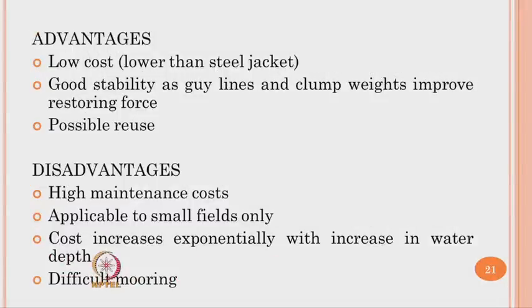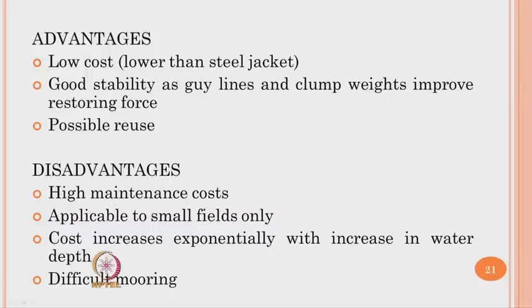These kinds of towers have salient merits and demerits. These towers are of low cost compared to steel jackets. These towers have good stability as guy lines and clump weights improve stability from the restoration point of view. The whole structure can possibly be reused because the tower rests only on the spud can, and the spud can be disconnected when required, and the tower can be made afloat once you release the guy wires. Therefore, the whole tower can possibly be put to reuse, whereas this was not possible in the case of fixed type offshore structures. Of course, they have a couple of demerits.